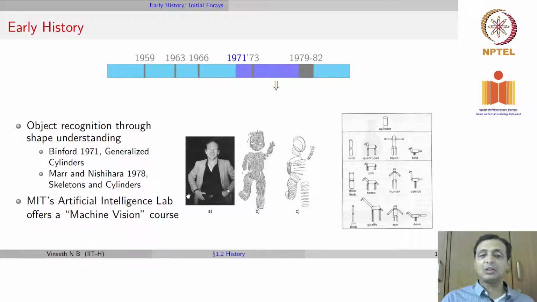But at that time, there were many efforts on object recognition using shape understanding, in some sense trying to envision objects as summations of parts. The parts could be cylinders, parts could be different kinds of skeletal parts. So generalized cylinders, skeletons and cylinders were all efforts at that particular time. And importantly, there was also the world's first machine vision course offered by MIT's AI lab in the 1970s. I'll talk about the applications later, but in the 1970s, one of the first products of computer vision was also developed, which was optical character recognition, by Ray Kurzweil, who is considered a visionary for the field of AI, and this was in the 70s again.